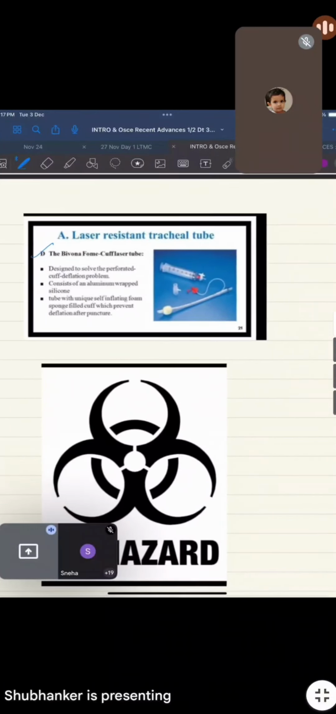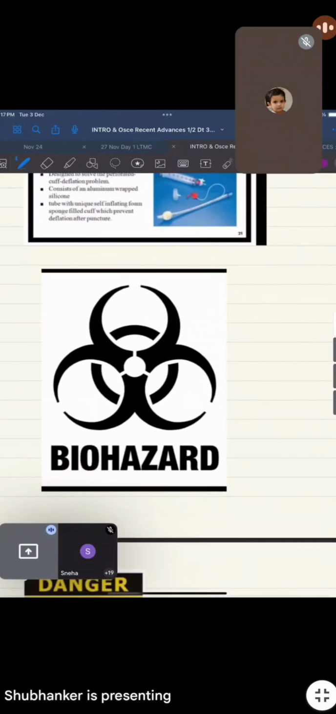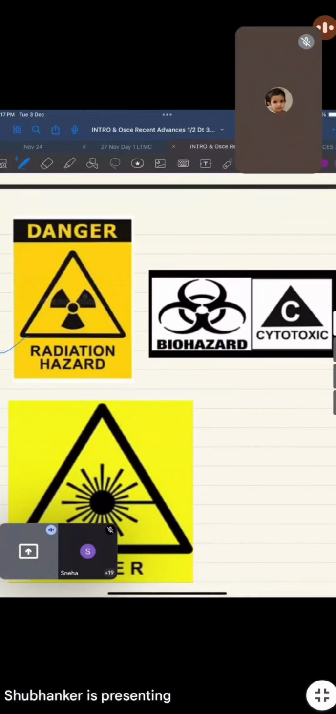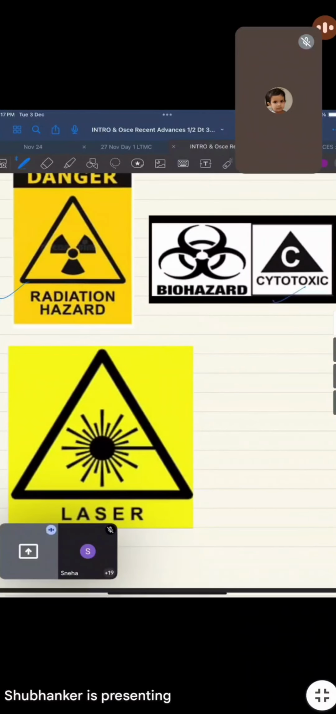Now, the image of laser you all saw. There are certain other images which can be asked easily, so I'll go through them once. This symbol is for biohazard, and this is for radiation. Laser we already saw, and this is for cytotoxic waste.